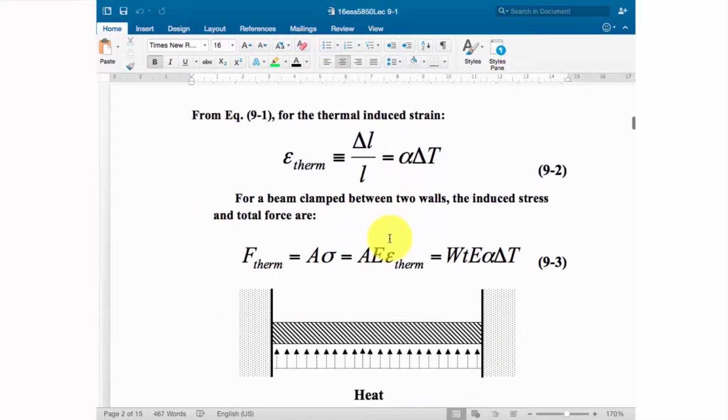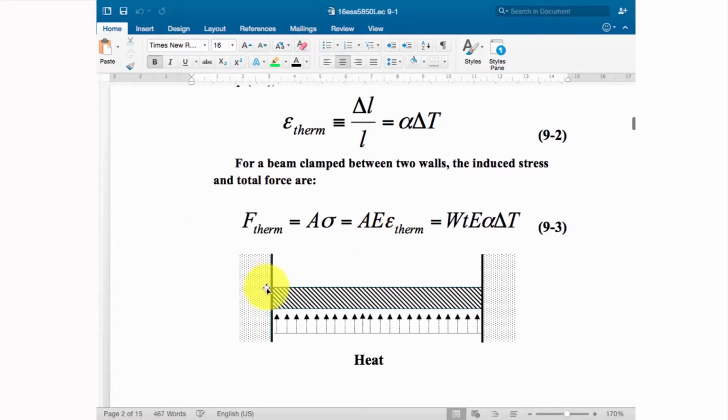Okay, so when we put this kind of material clamped inside the wall, when we heat up the material between, we will find that if the wall is a solid, rigid wall, it will never deform. So in this case, a very strong stress will be generated along this direction. So the stress generated will be expressed by sigma here. So the total force from the thermal expansion will be the area times the stress, A times sigma.